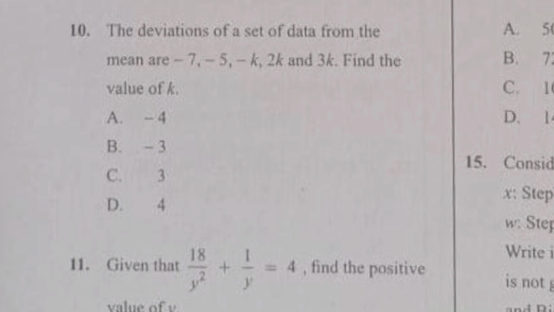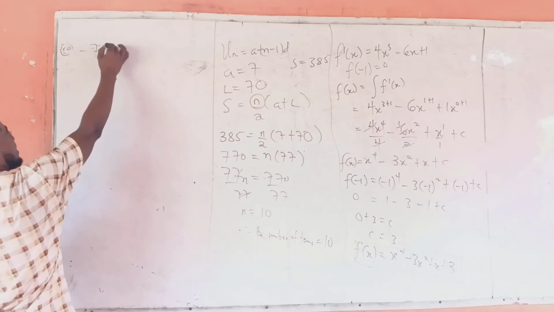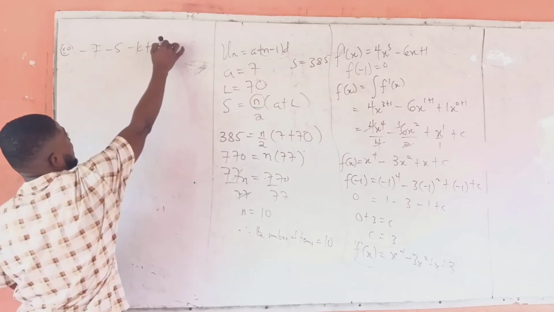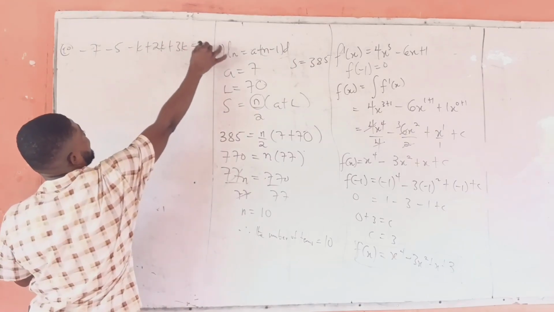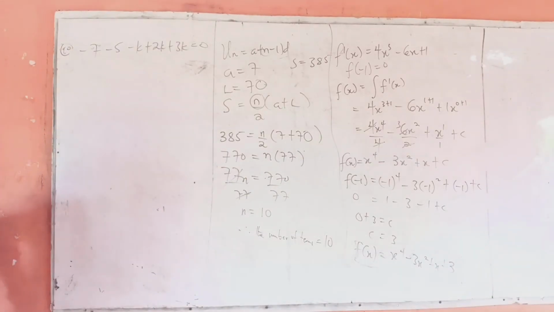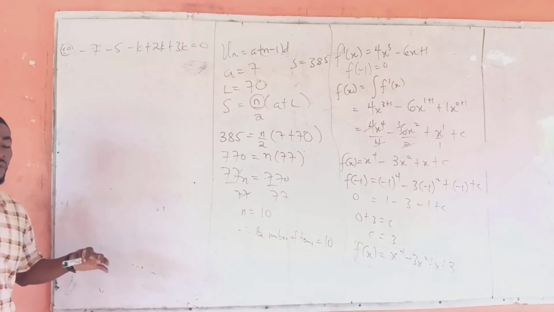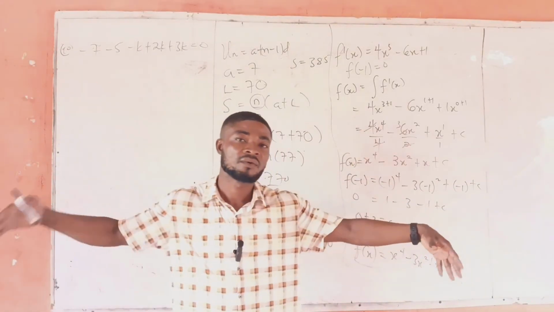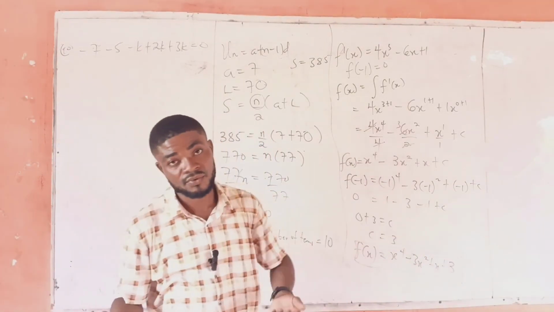And then if that is the case, this is question 10. The first one we are having is minus 7. Now we go to minus 5. We go to minus k plus 2k plus 3k. Everything should give us 0. That is the whole concept of the deviation. When we sum all the deviations, because it goes to both the left and the right, we are supposed to get 0.